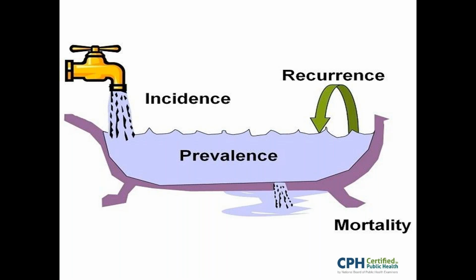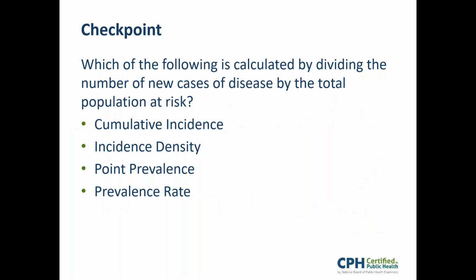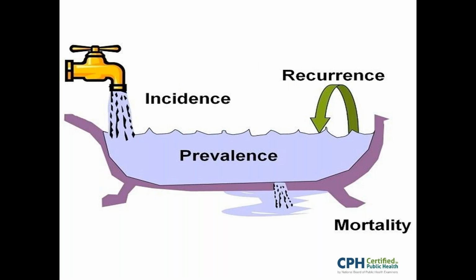But what you'll notice here is that if you have a greater number of new cases, then that can increase your prevalence. Unless, of course, your hole is really big and people are draining out of this tub very quickly, then that also impacts your prevalence. So that's how the relationship between incidence and prevalence works. If you have more cases coming in, then that could increase your prevalence. But if they're going out faster than they're coming in, that decreases your prevalence. Okay, thanks.